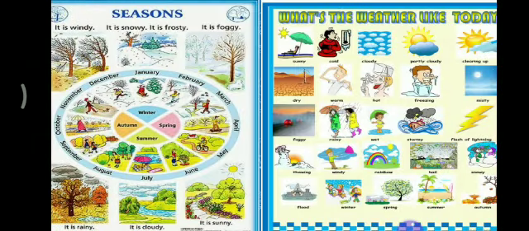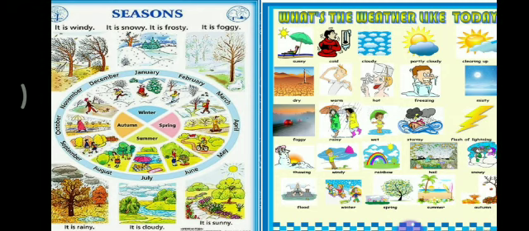Okay, look at the picture. Seasons. It is windy, it is snowy, it is frosty, it is foggy, it's rainy, it is cloudy, it is sunny. Yes? Okay. And we have 12 months in a year and 4 seasons: spring, summer, autumn, winter.